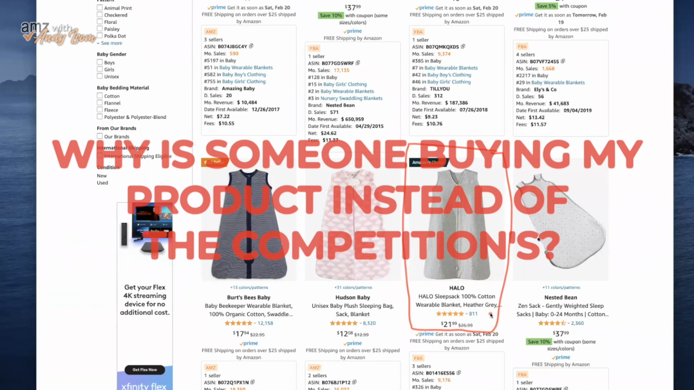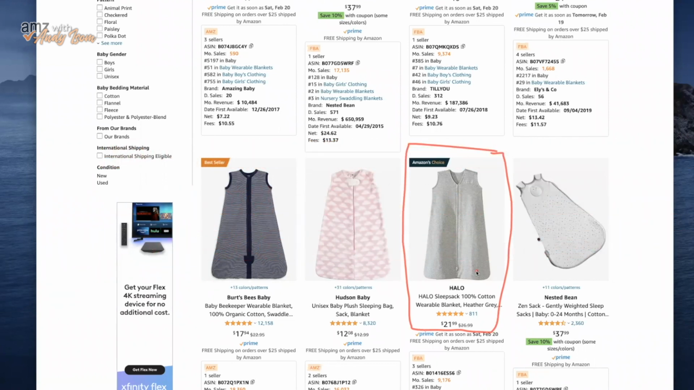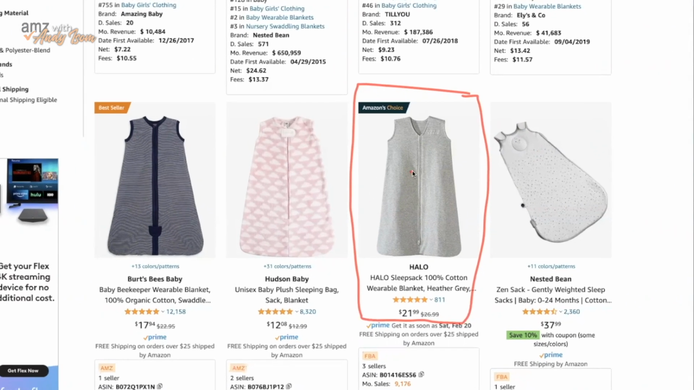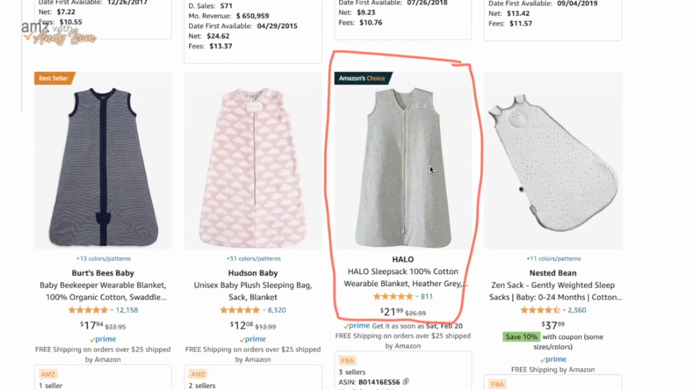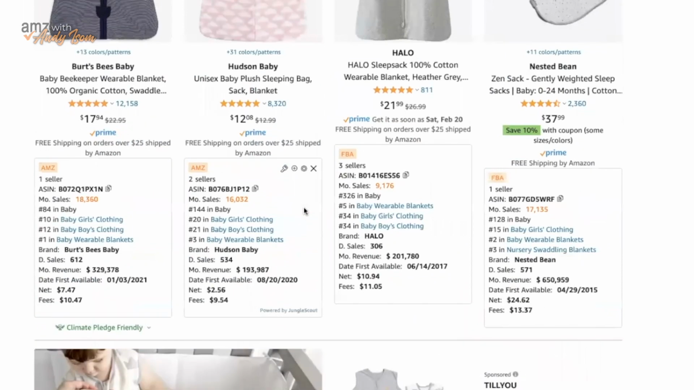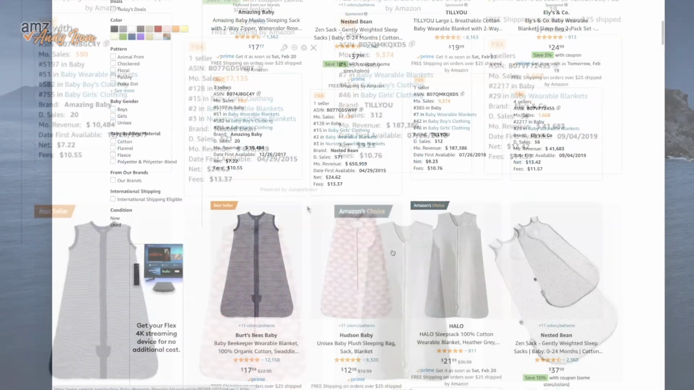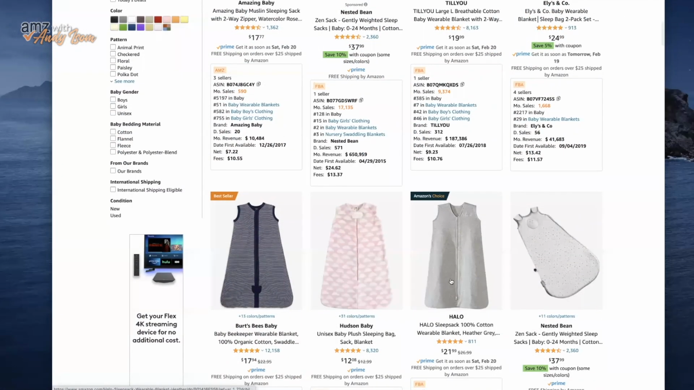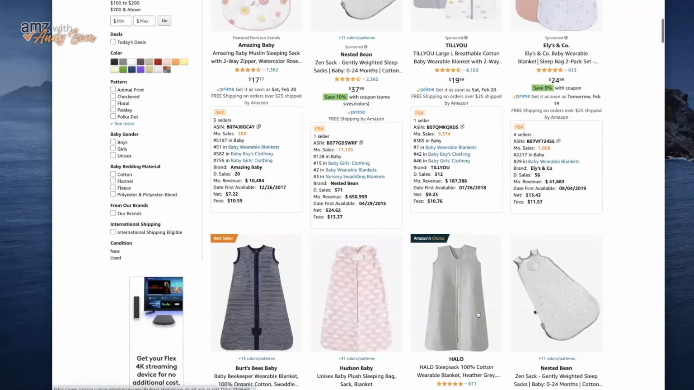So again, that might come back to the design elements, as far as people buy my sleep sack instead of Halo's because my designs are better. I have really cool, unique, different designs. Mine isn't just solid gray or blue and white stripes or pink with clouds. It has a really cool watercolor design. Or people are buying mine over Halo because mine is made with 100% merino wool.